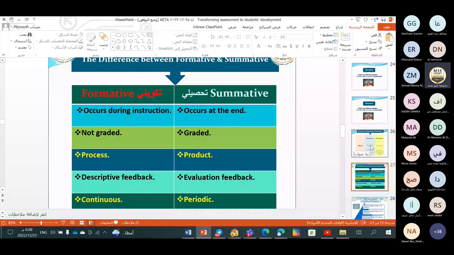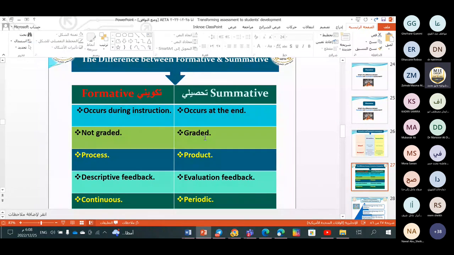So this is the first kind of difference. Also here, there is another diagram. We said that there are many differences between the two kinds of assessment, which are formative and summative. In Arabic, we said formative at-takwini, and summative in Arabic also is at-tahsili. What is the difference? Here, as you said, the first one is during instruction, and the second at the end. Then, not graded, without grades, without points.